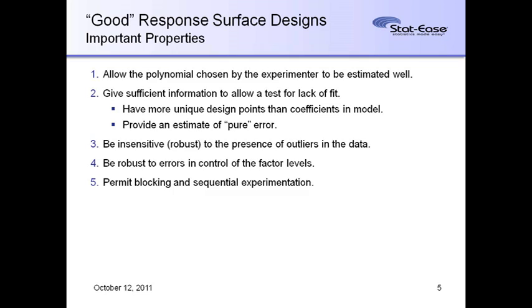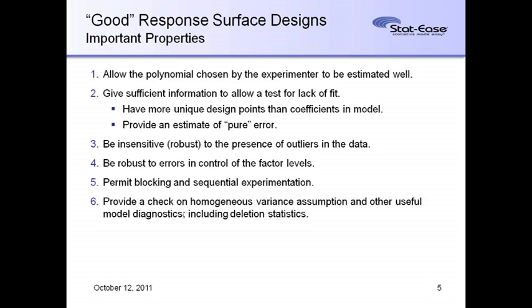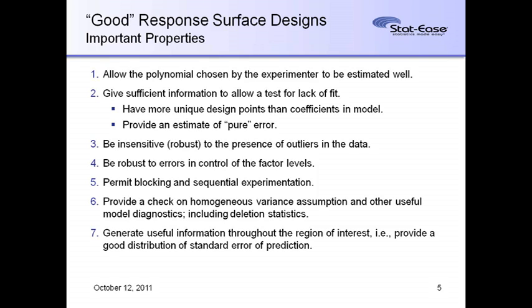We'd like the design we run to permit blocking and sequential experimentation. We'd like to make sure that when we are doing our analysis, we can check the assumptions made about homogeneous variance, and we'd like to have useful diagnostics, including deletion statistics. I'll talk more about those in a bit.